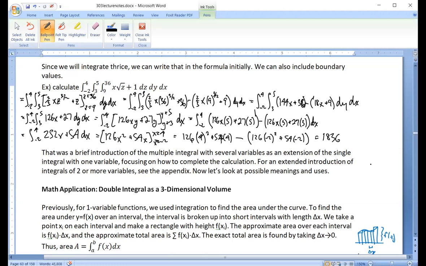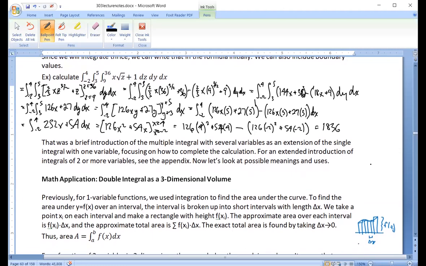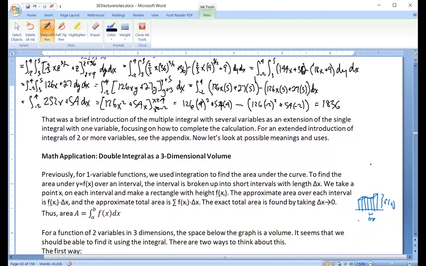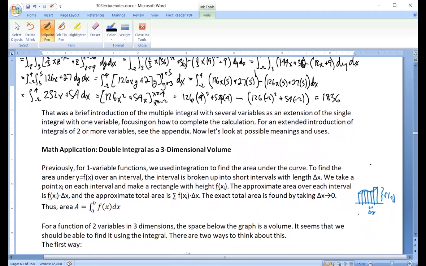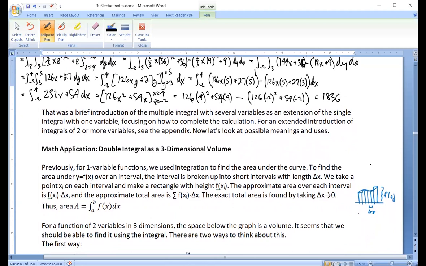Now, let's look at what we have for functions of 2 variables. If we find the "space under the function," what does that space represent? Well, it's a 3-dimensional thing, so we call that the volume. And we can find the volume using an integral. There are two ways to think about this. Both of them are actually going to be important for us, so I'm going to show you both concepts.